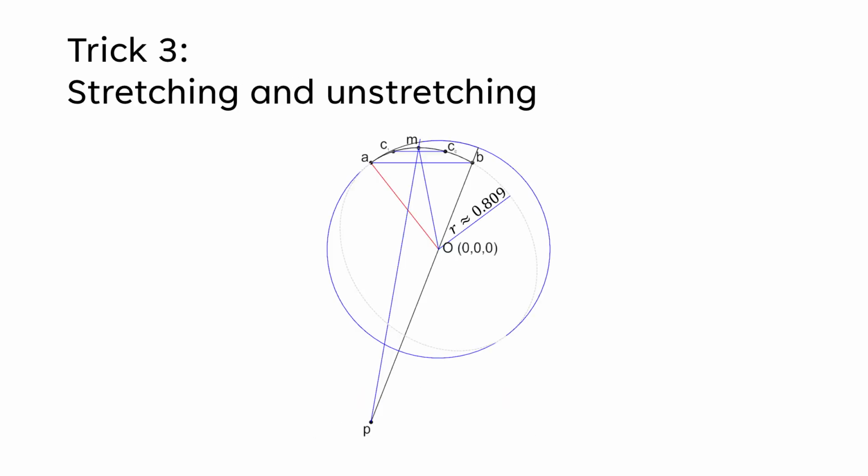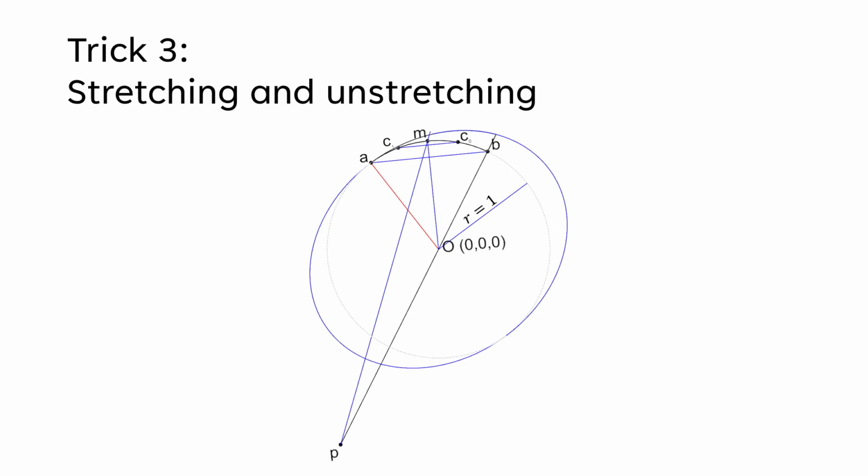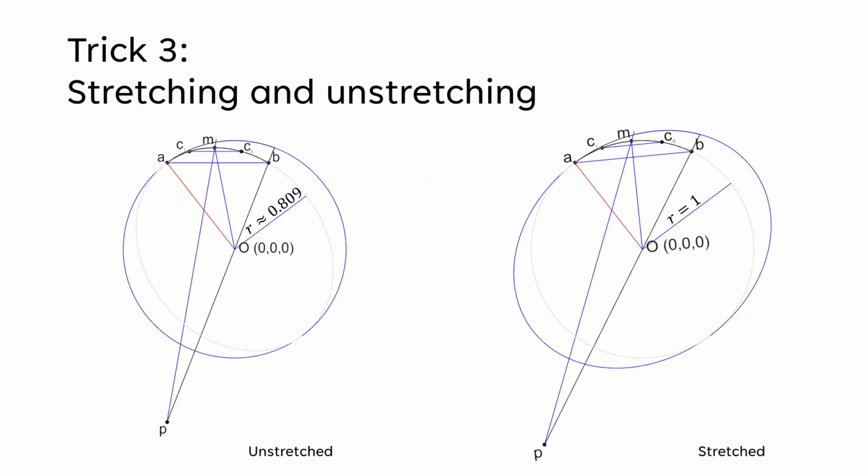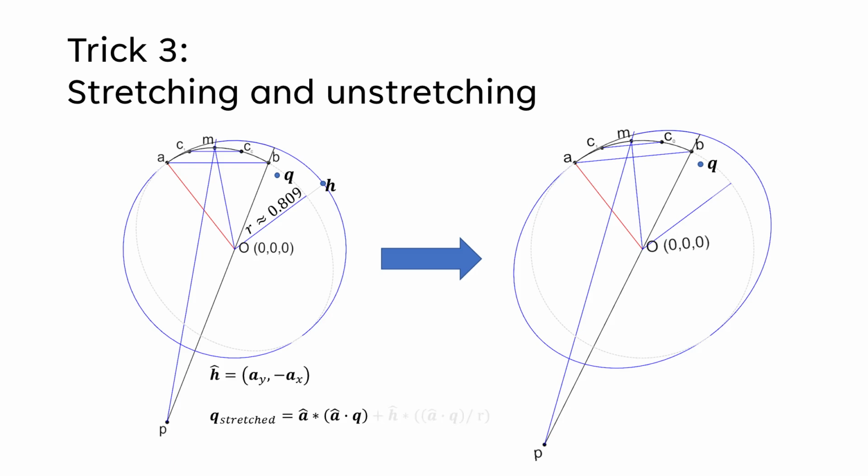The third trick is that we can scale out our ellipse to turn it into a circle. To do this, we need the ellipse radius r we calculated earlier. Point A will remain the same in the scaled version, but point G starts at a magnitude of r and will scale out to a magnitude of 1. To stretch any point Q, we must scale A by the dot product of Q and A, and scale H by the dot product of H and Q divided by the radius r. To unstretch any point Q, we must scale A by the dot product of Q and A, and scale H by the dot product of H and Q multiplied by the radius r.